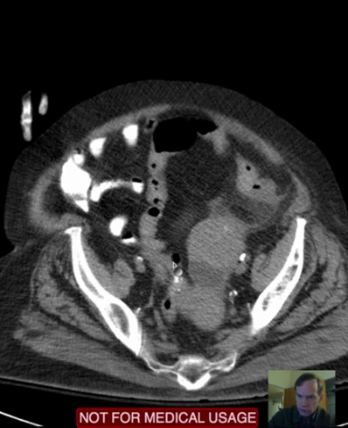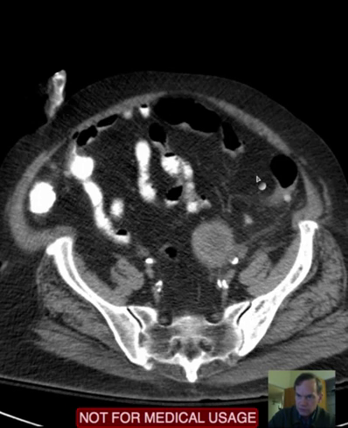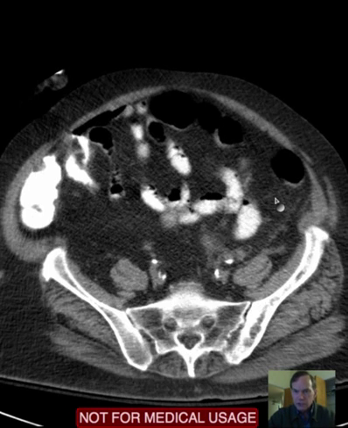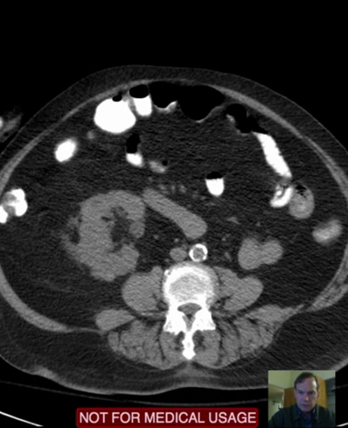Sigmoid colon looks okay, and so does the rectum, with the exception of the area of sigmoid colon proximally, which is adjacent to this epiploic appendagitis. Okay, that's it for now.